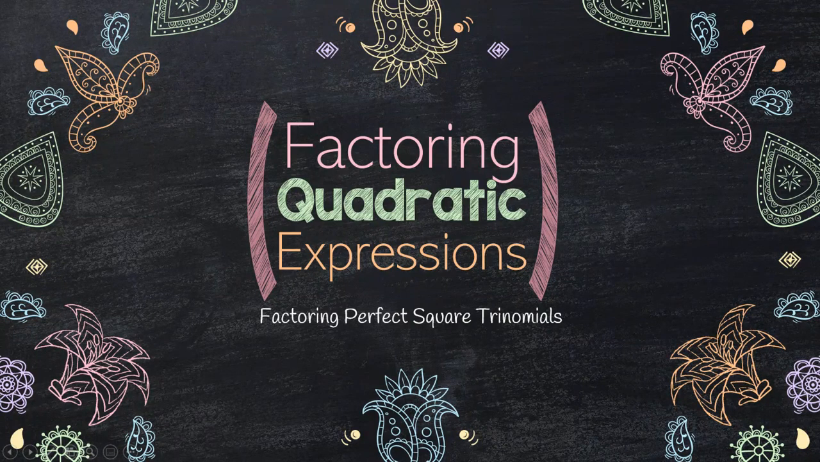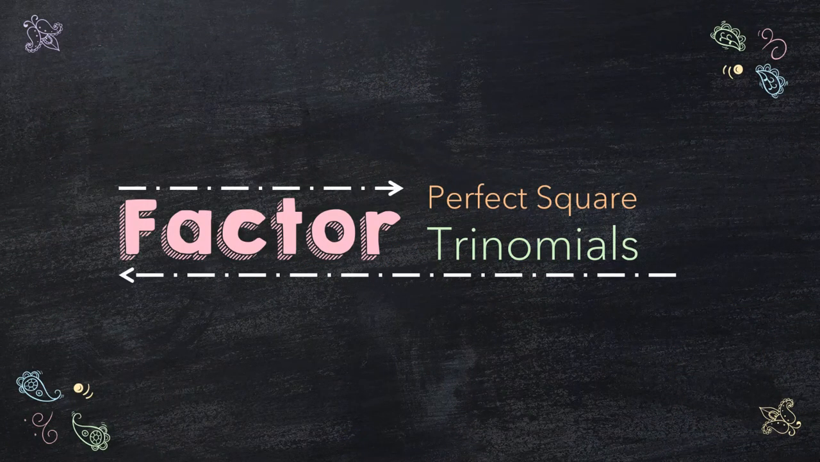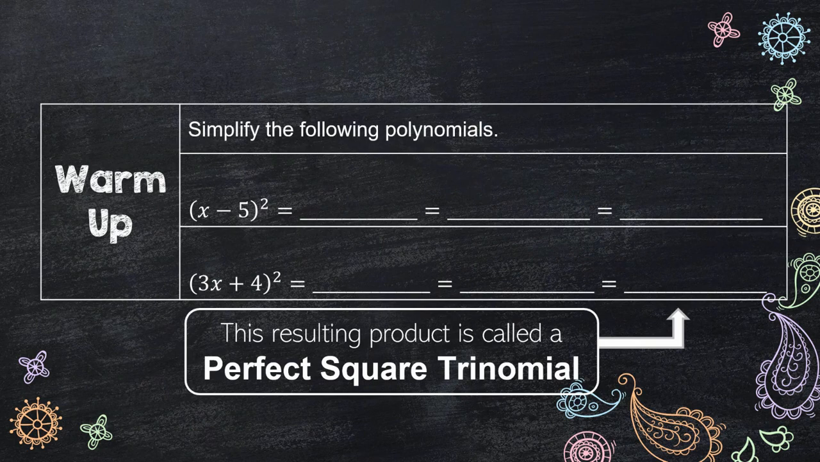Today, we are continuing our unit on factoring quadratic expressions, and we're talking about a specific type of quadratic called a perfect square trinomial. Before we begin that, we're going to talk about squaring a binomial. So in our warm-up, this first one is x minus 5 squared.